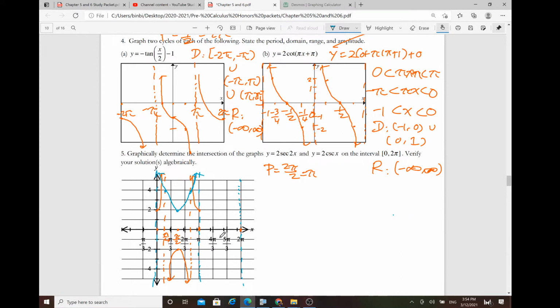And now over here, similar. So at 3 pi over 2, this one is also down here, negative 2. 2 units with this vertical stretch factor. So all the way down to negative 4.